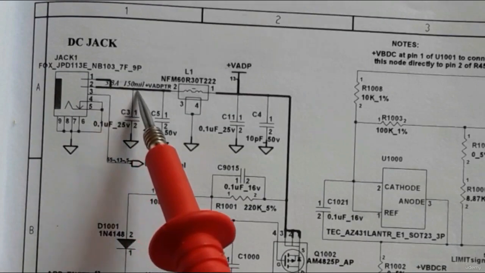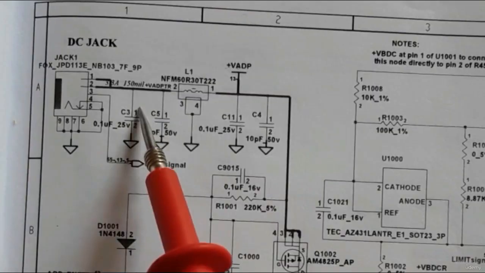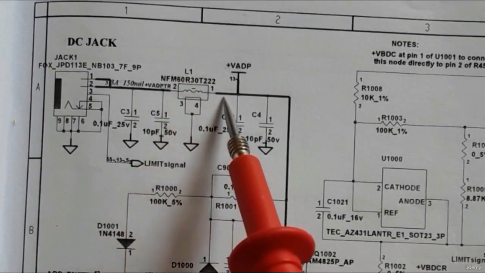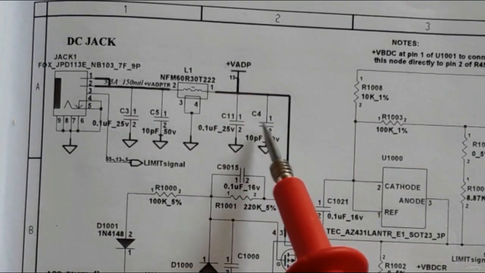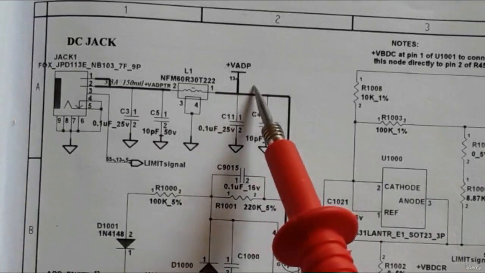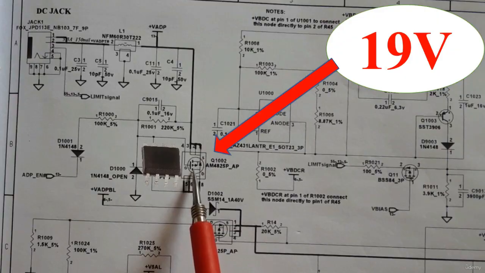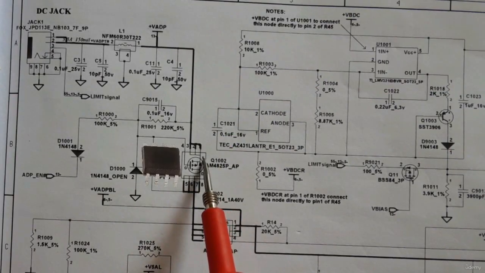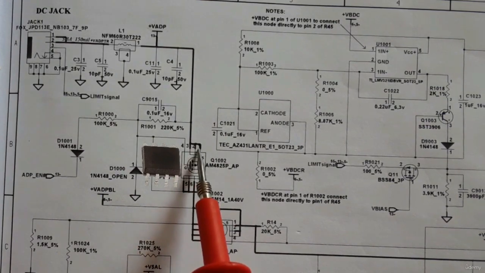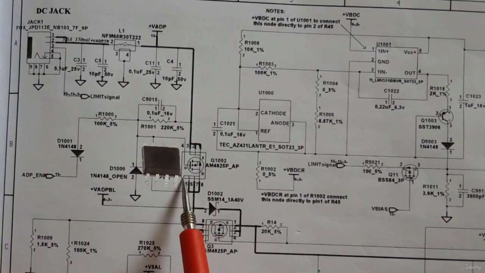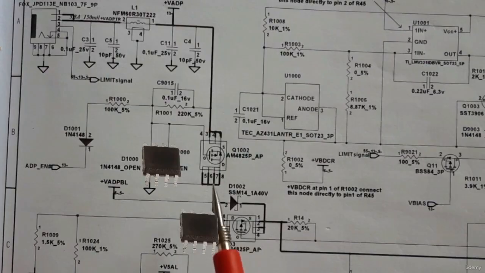Then the power jack is connected to the inductor and then the 4 capacitors. Here we have the V adapter, about 19 volt, depending on the type of the laptop. Then it goes directly to the first switch, or the first MOSFET, Q10002. Here is the source, 3 pins connected together, and here we have the drain, 4 pins connected together. The drain is connected to the drain of the second MOSFET, or the second switch.